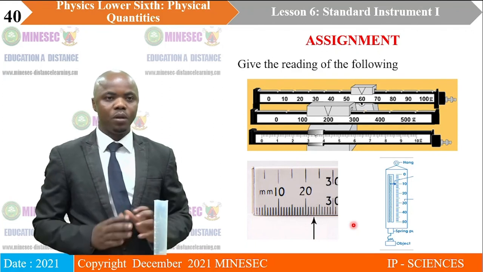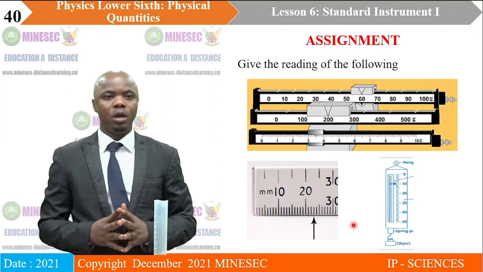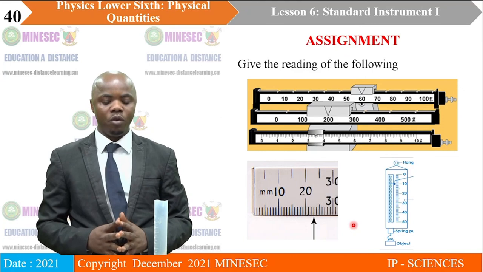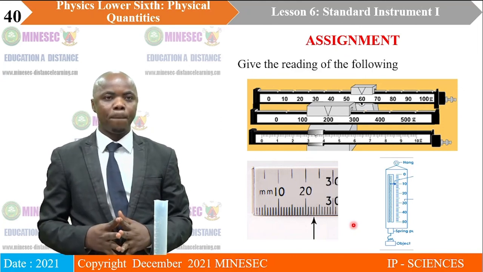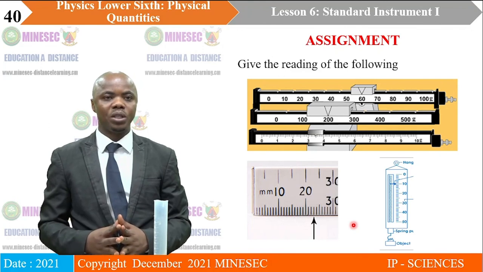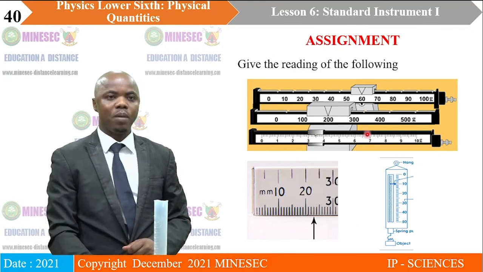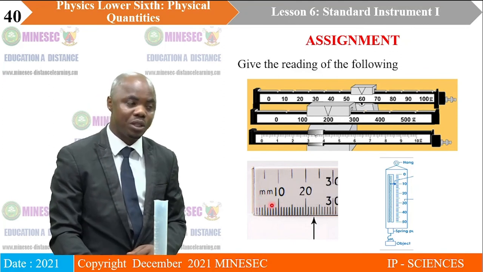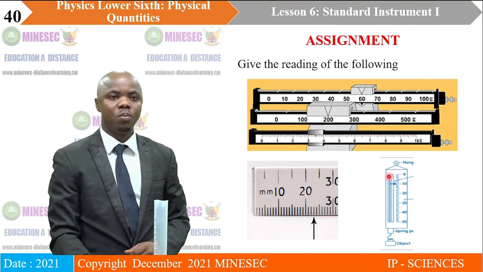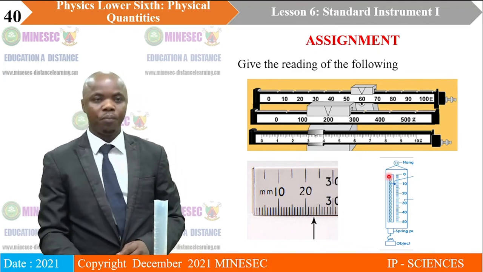They're on the screen. Give the readings on the following scales. The first one is a triple beam balance. The second one is a metal rule. And the third one is a spring balance. This is a triple beam balance, a metal rule, but it's expressed in millimeters. If you want to see the units, and this is a triple beam balance.